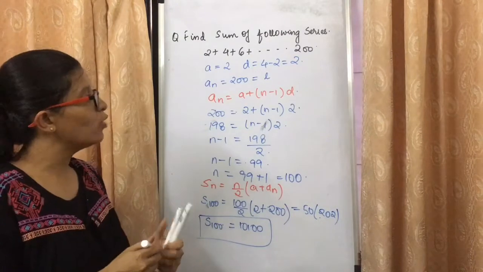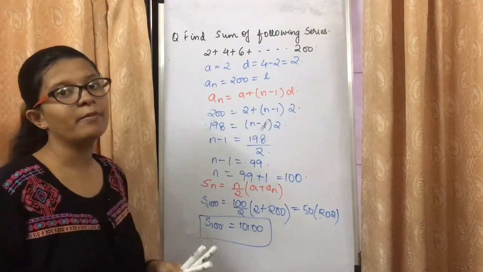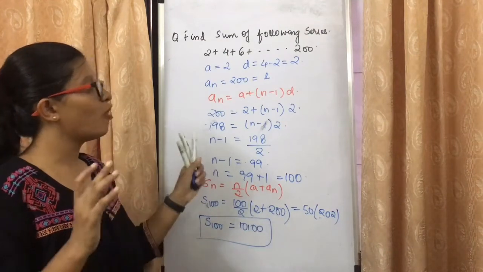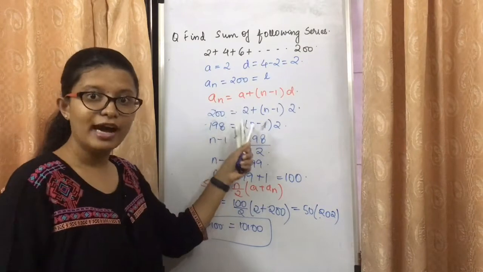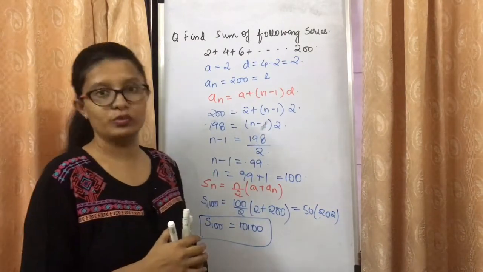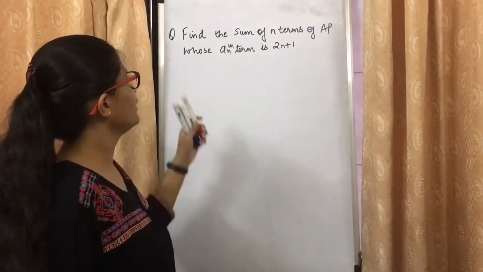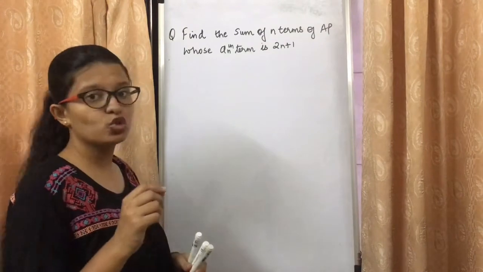I hope how to make use of both the formulas in a single sum must be clear. So that's why we have already solved so many sums by using these formulas. Now we can combine the two and we can find the given unknowns. Now let's have a look at this question. Find the sum of n terms of AP whose nth term is 2n plus 1.